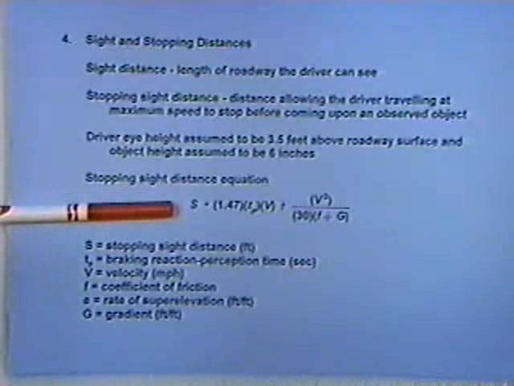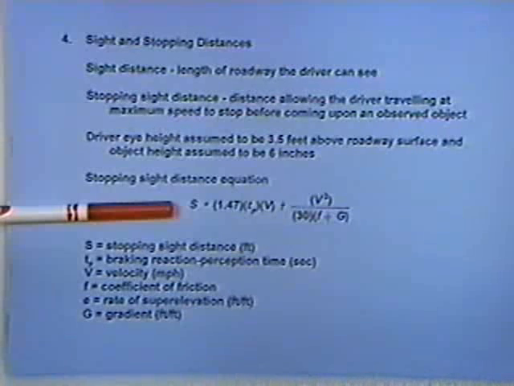There's the 1.47 times T sub P times the velocity, and that's the perception reaction distance. The T sub P is the time it takes the driver to recognize the hazard, take their foot off the accelerator, and put it on the brake. The velocity, or V, is the speed in miles per hour that they're traveling along the roadway, and that 1.47 is nothing more than a conversion to convert miles per hour to feet per second, getting it back into units. So that's the distance the vehicle actually travels before braking begins.